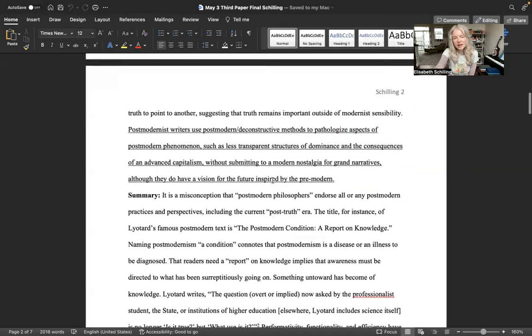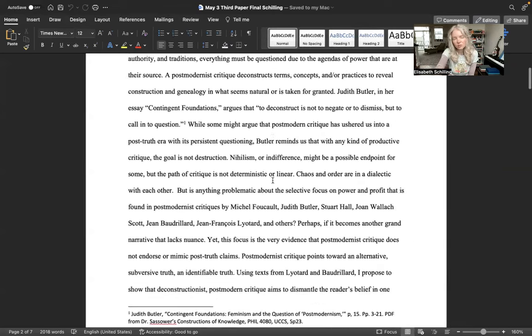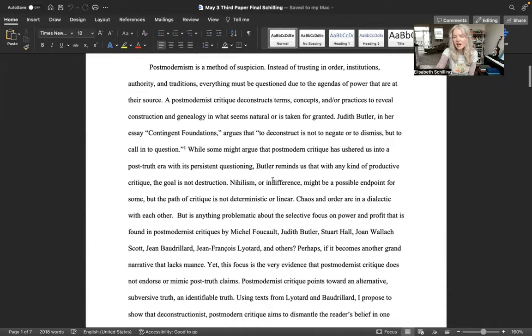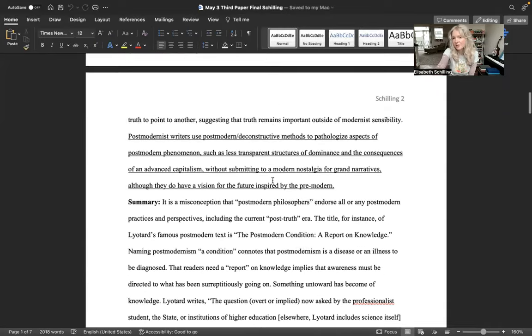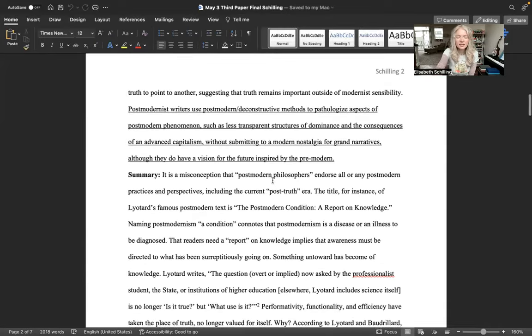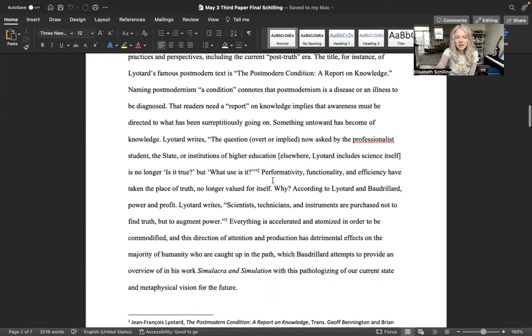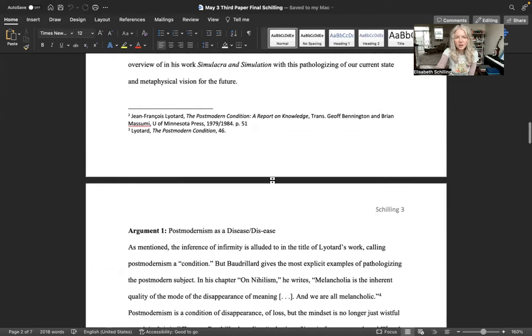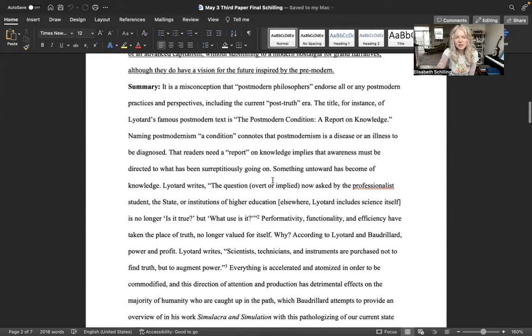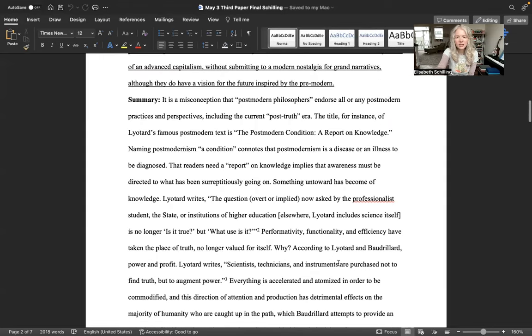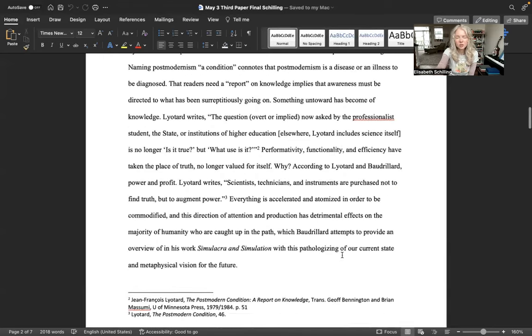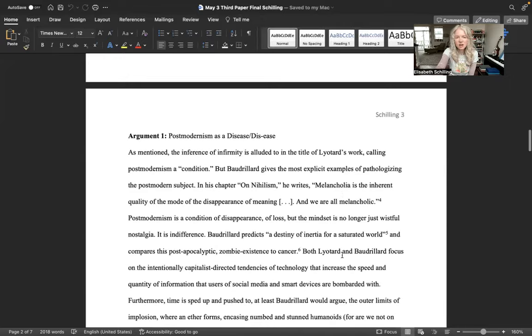So I like to put in subheadings. You should probably ask your professor if they mind that or not. As a professor, I love subheadings, and my professor didn't mind it. Yes. So that was a summary. So basically I mentioned Lyotard and Baudrillard because those were the two writers that I was going to talk about.